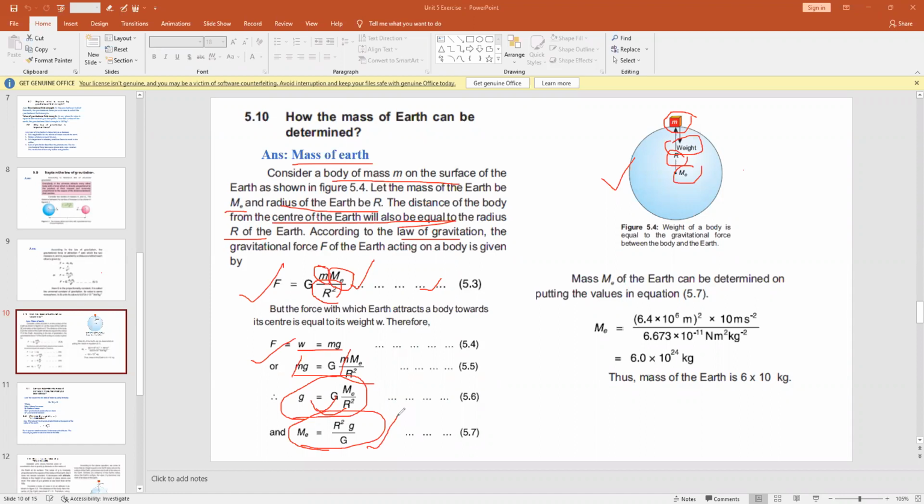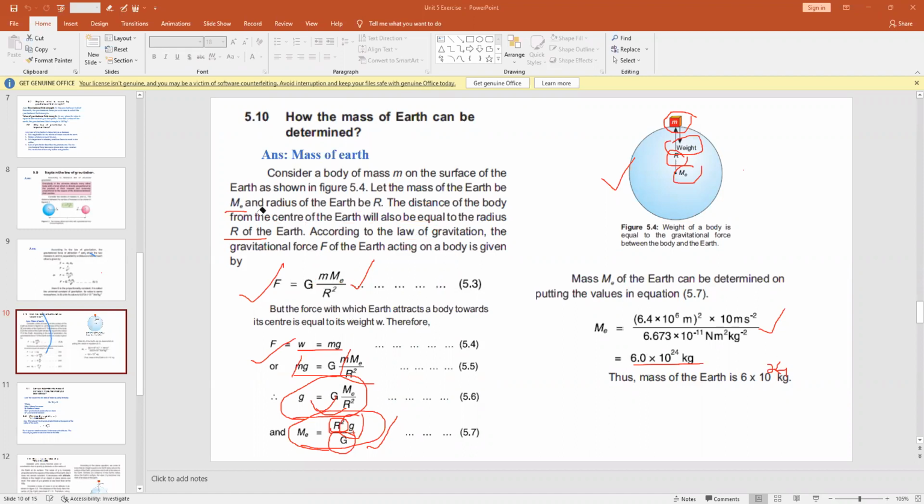Now, to find the value of mass of Earth, we have to put in the value of radius of Earth, that is always constant, and we know its value is 6.4 into 10 raised to power 6. Then we put the value of g, that is equal to 10 meter per second square, and capital G is equal to 6.673 into 10 raised to power minus 11. By putting all these values in this equation and calculating, we get the value 6 into 10 raised to power 24 kg. So the mass of Earth is 6 into 10 raised to power 24 kg. You have to write 24 over here, right? So this is the mass of Earth that we have to find out.